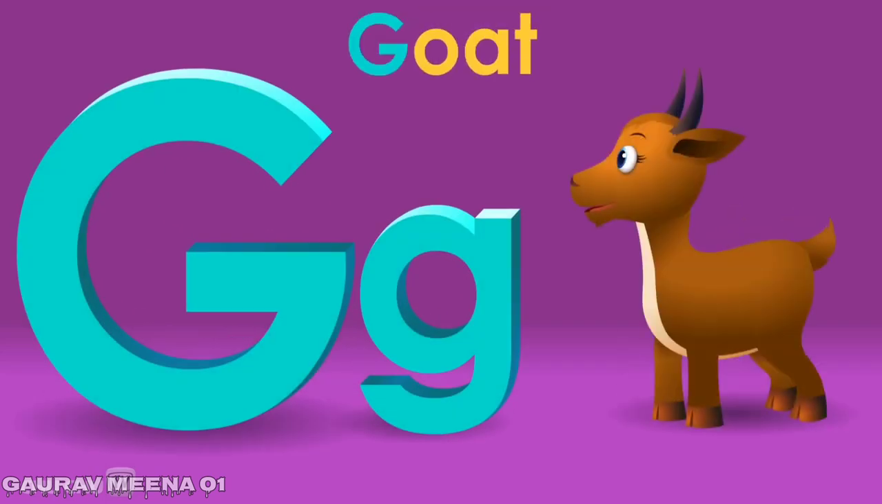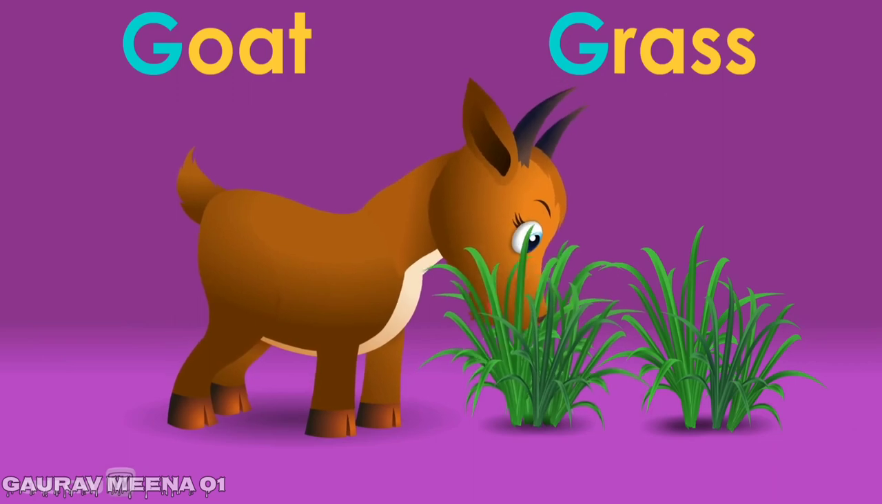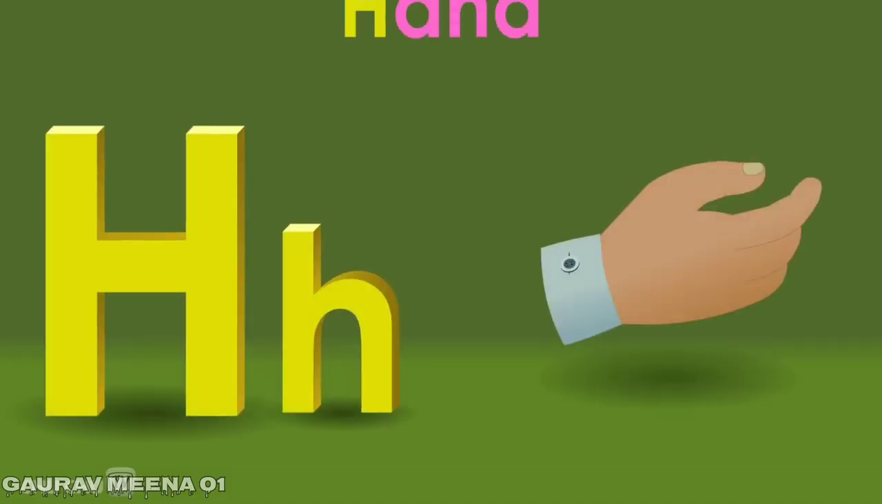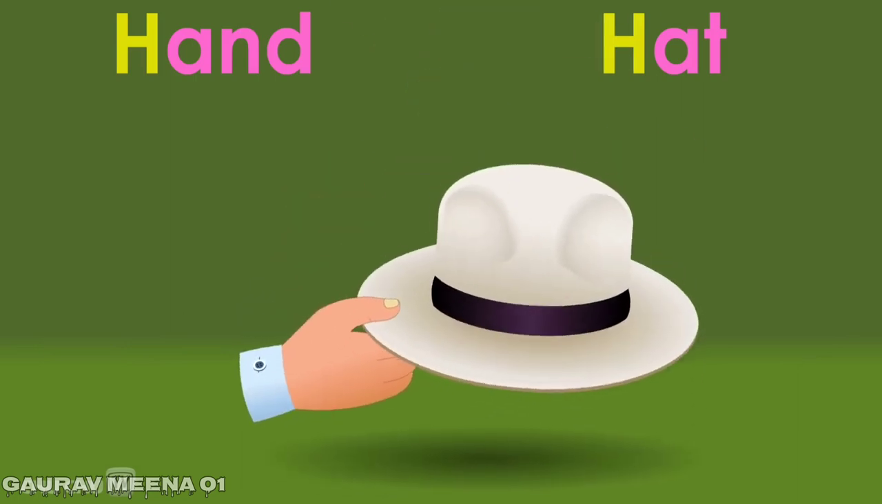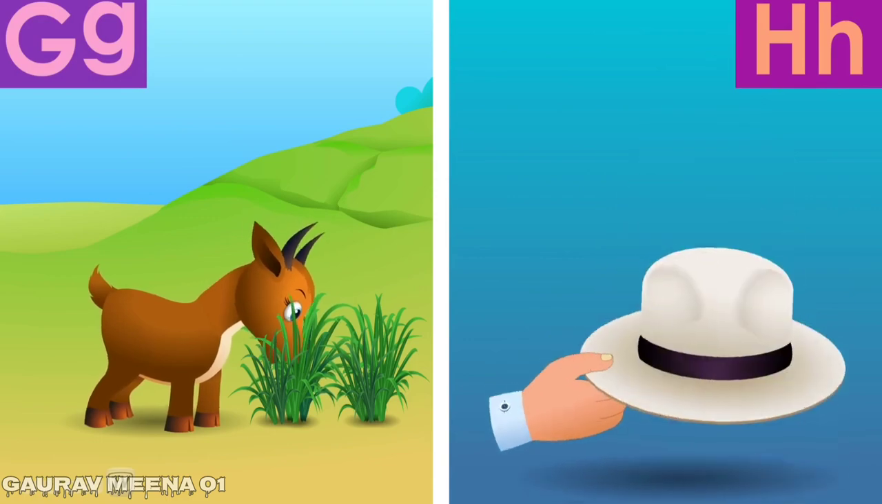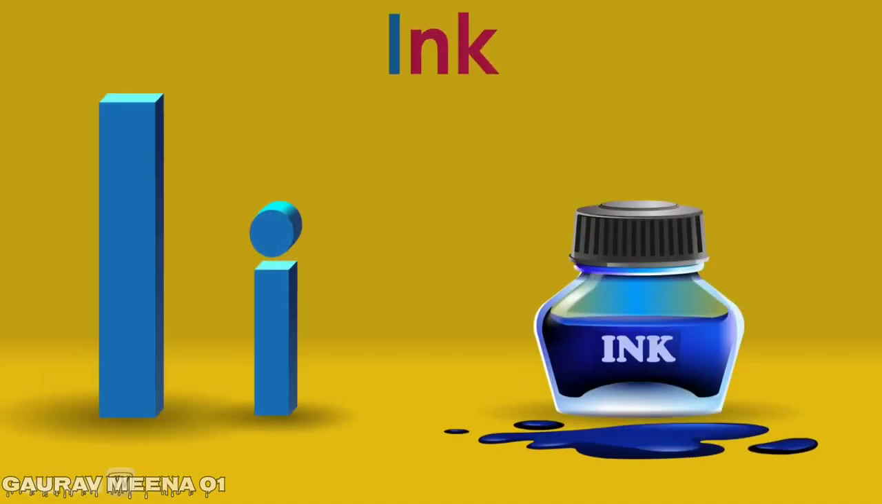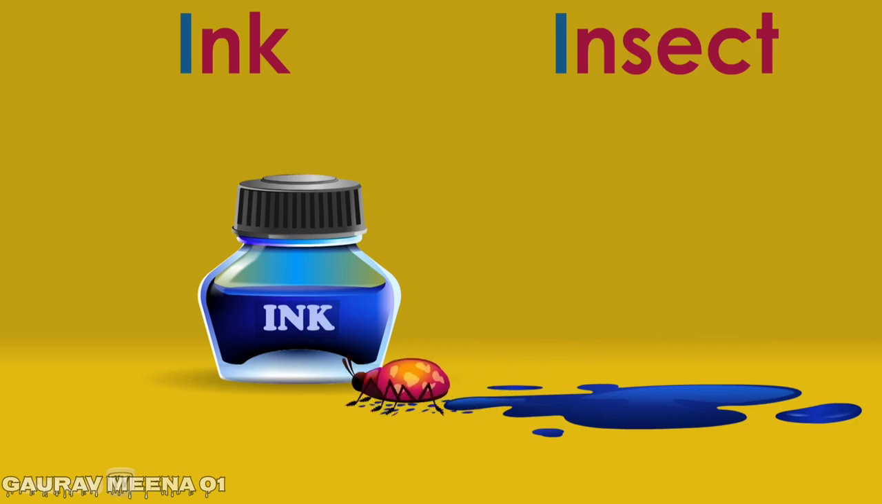G for goat and G for grass. H for hand, H for hat. I for ink and I for insect.